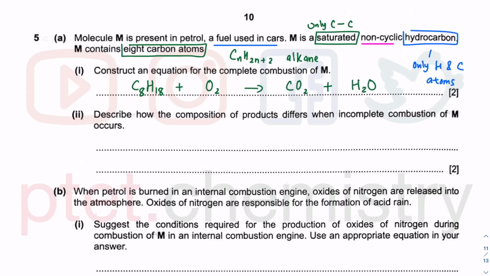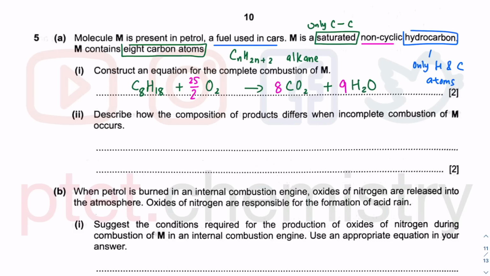And then I have 8 carbons there, so 8 carbons is going to give me 8 CO2. 18 hydrogen atoms is going to give me 9 H2O, where 9 times 2 is 18. Now 8 times 2 is 16 oxygen atoms, and I have 9 oxygen atoms. When I add them up, this is going to give me 25 oxygen atoms. So this is 25 over 2 O2, because 25 over 2 times 2 gives me 25 oxygen atoms there.